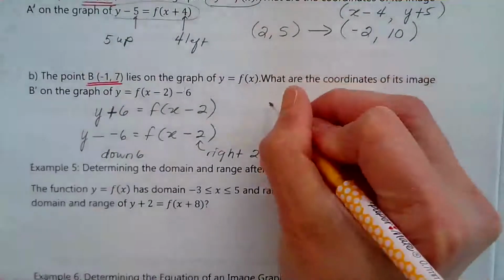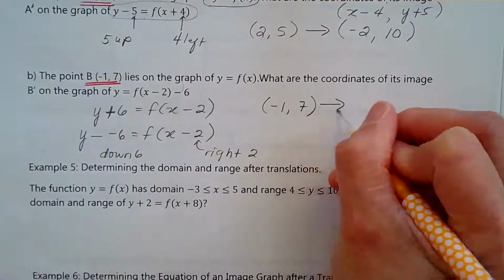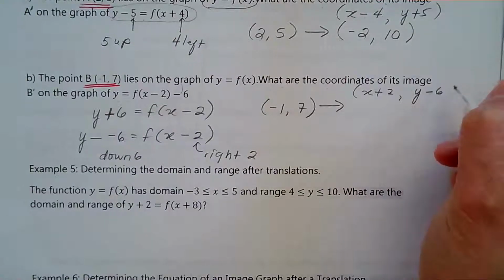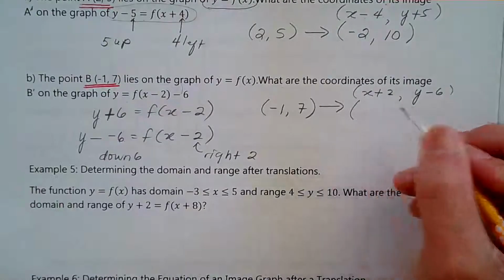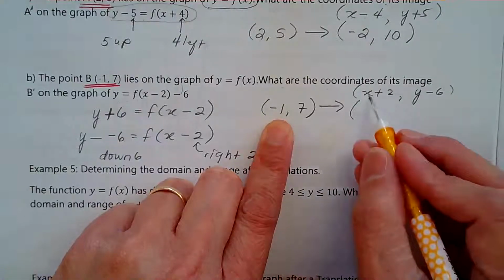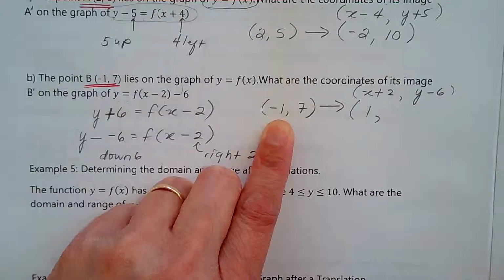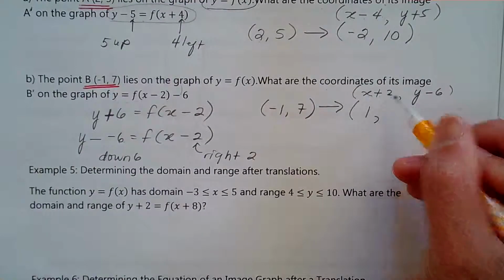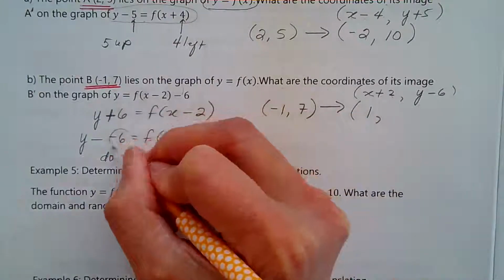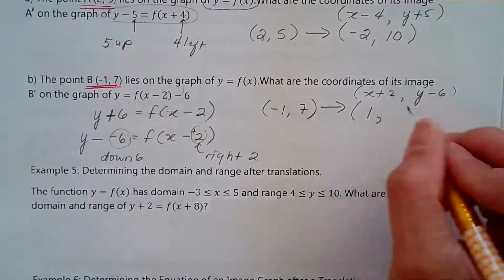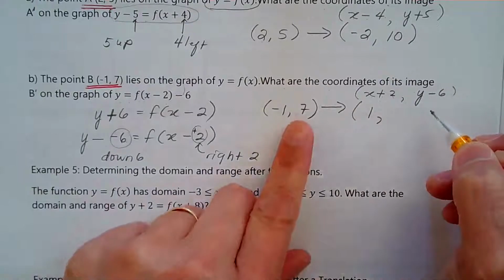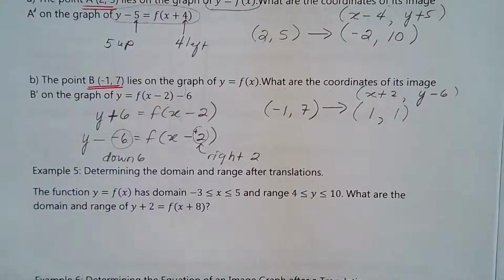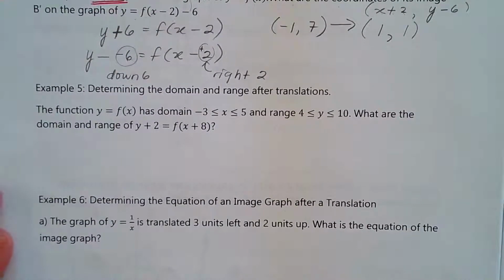So what's the corresponding point? You started off at negative 1, 7. After you map it, it's going to be x plus 2, y minus 6. Negative 1 plus 2 would be 1. Is it x minus 2 or x plus 2? It's x plus 2, because of the double negative. So x plus 2, y minus 6. What's the y coordinate going to be? 7 minus 6 is 1. So it's going to be (1, 1). Is everybody okay with that? Yeah.